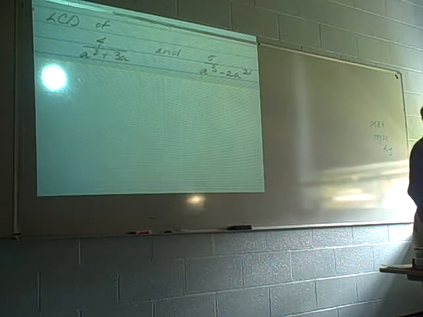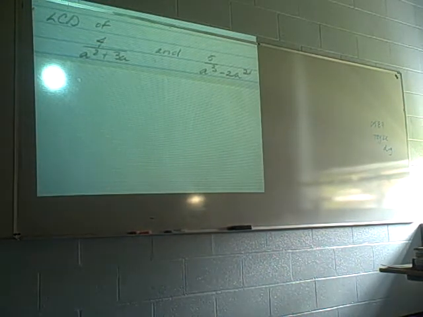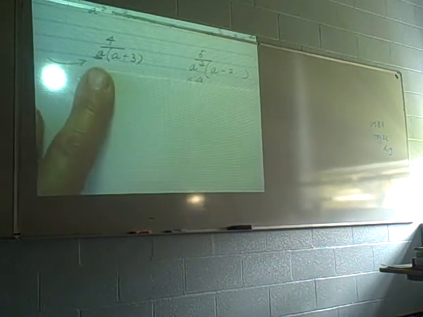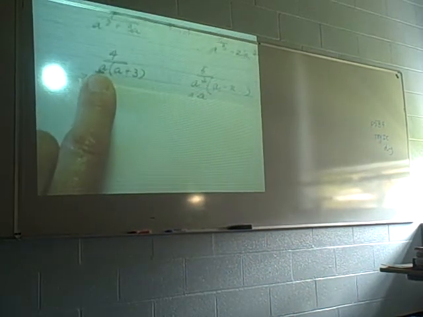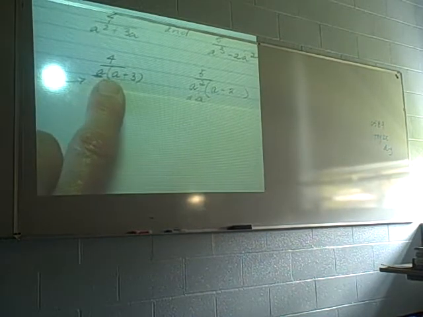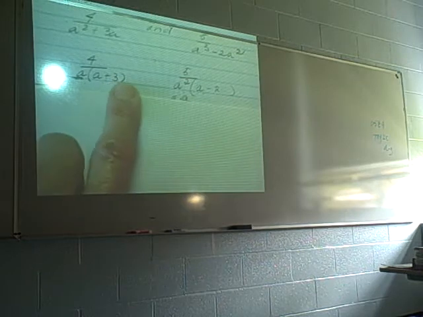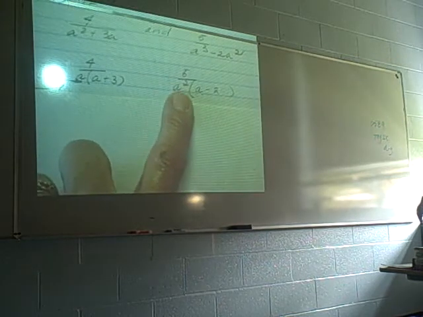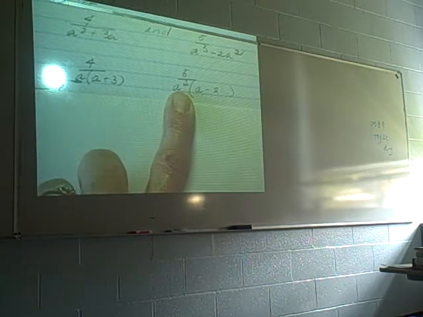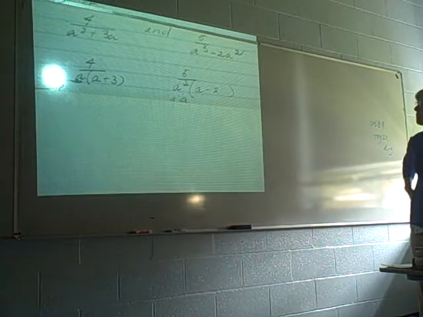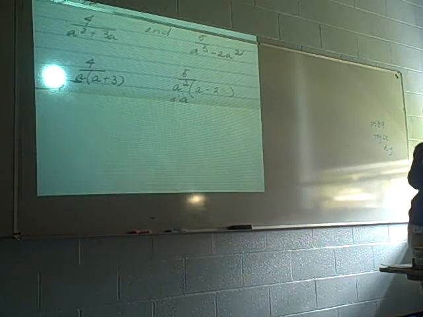Okay, so can I factor it and say that this is equal to a times a plus 3? And are we good with saying we can pull out the a² and a minus 2? Right. We good?